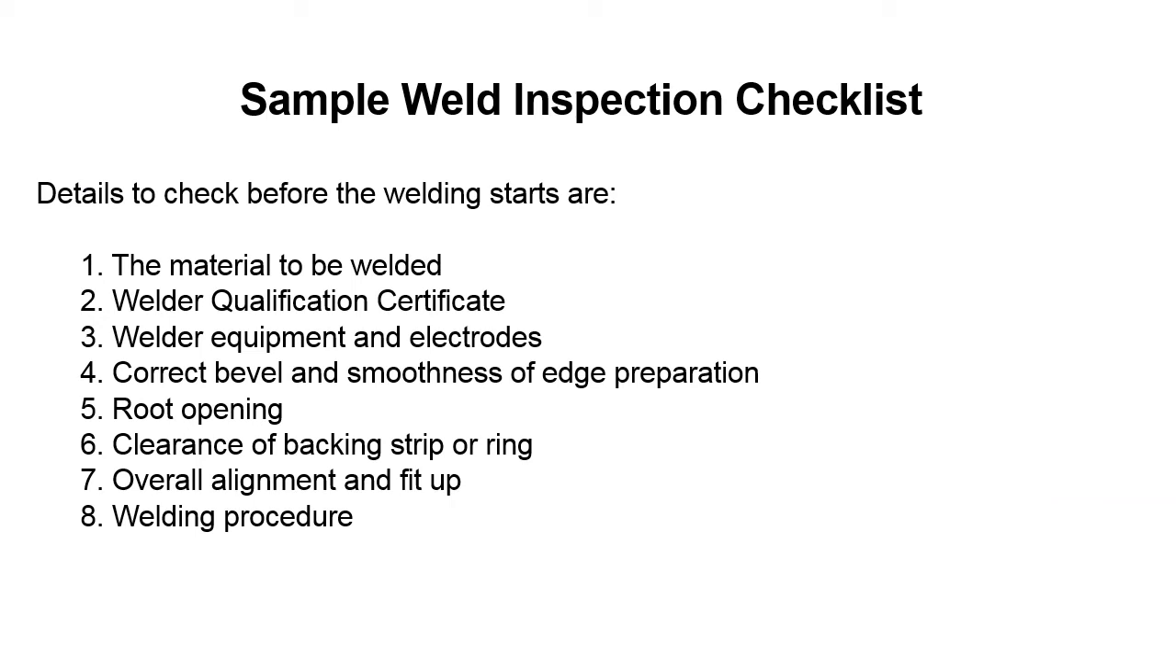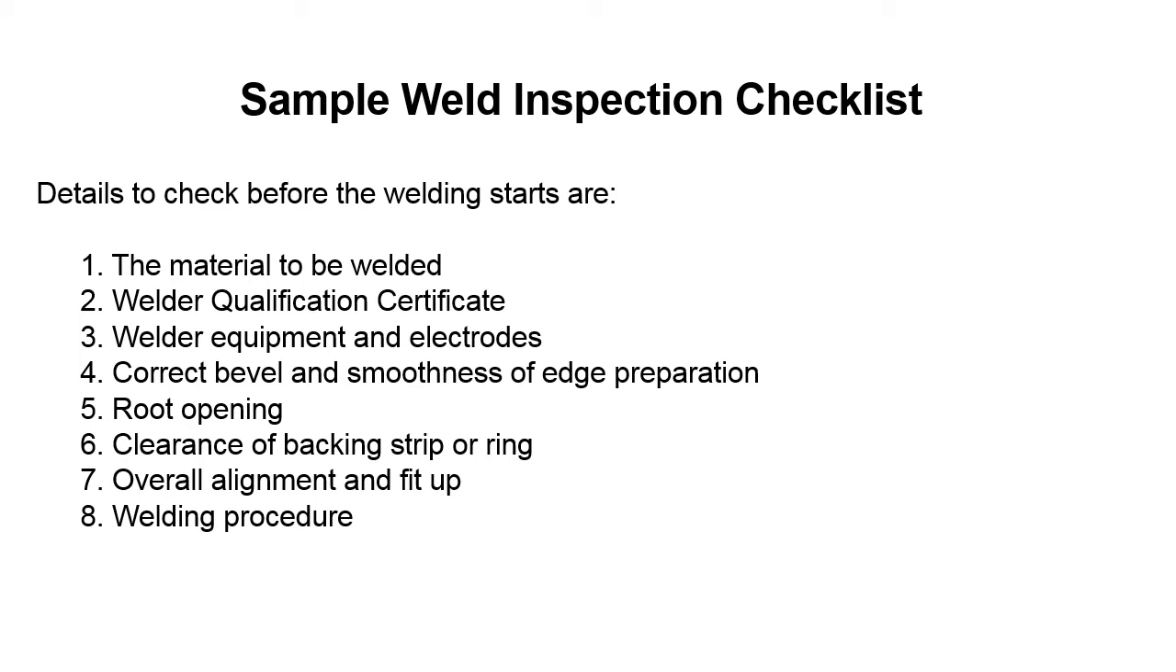Here's a sample pre-weld inspection checklist. Some details to check before the welding starts are the material to be welded, the welder's qualification paperwork, welder equipment and electrodes, correct bevel and smoothness of edge preparation, root opening, clearance of backing strip or ring, overall alignment and fit up, and the welding procedure.